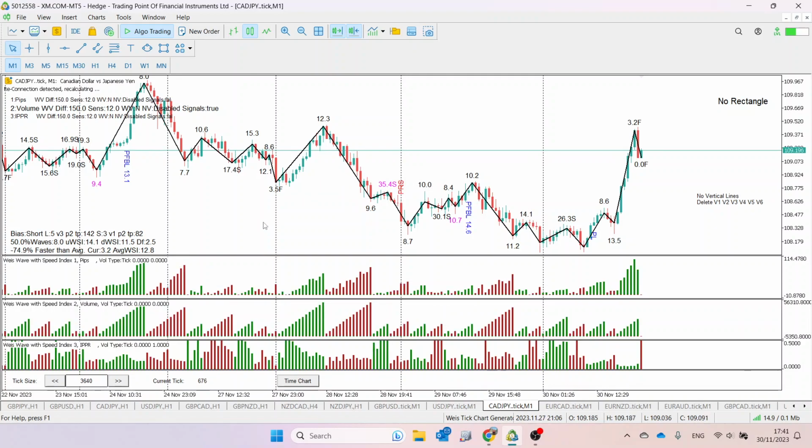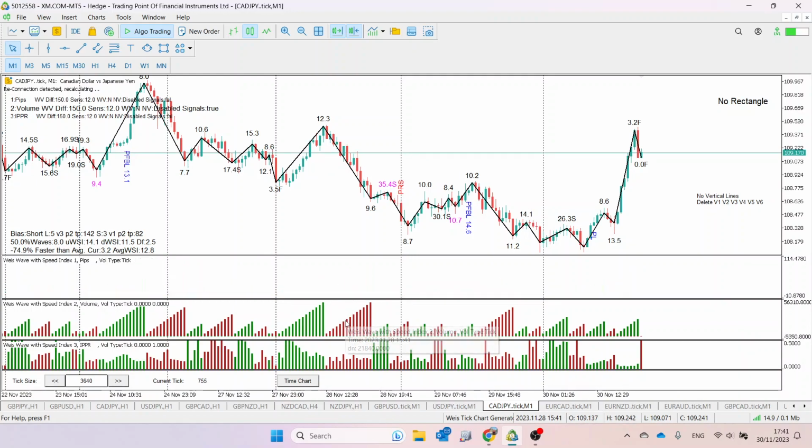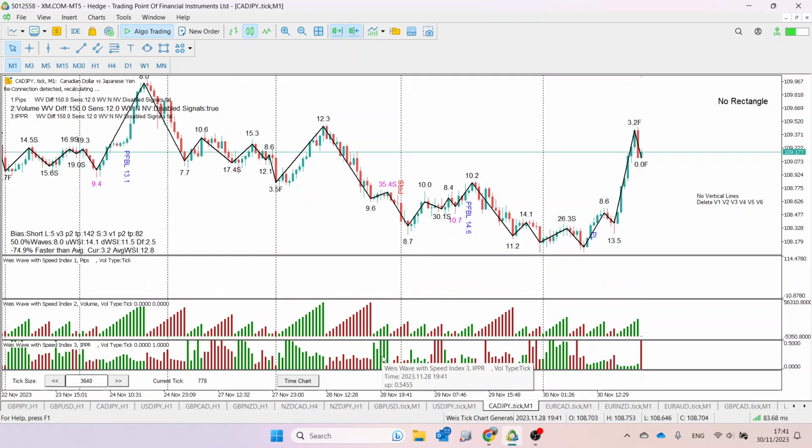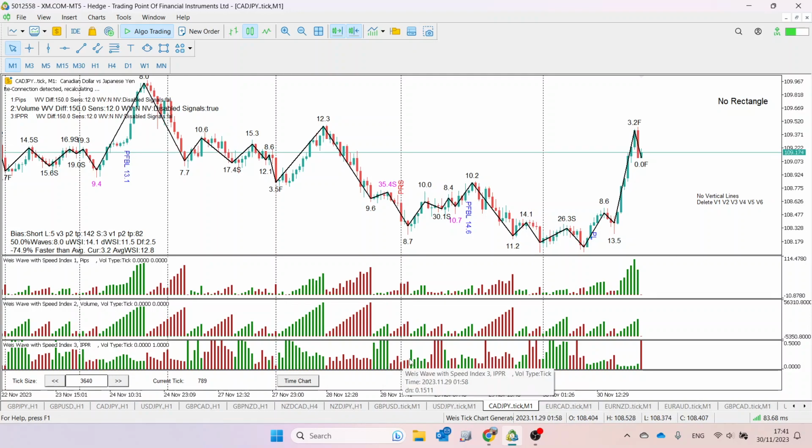So at the top, the first indicator that you see here is the pips. It's a Weis wave, but with pips instead of volume, so it's adding the cumulative distance. The second indicator is the volume, so we're adding the volume of each bar. And the third wave type is the IPPR, also called inverse progressive pip rate. And this examines what's happening within the wave.